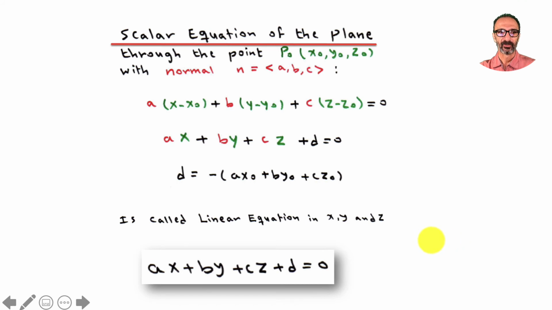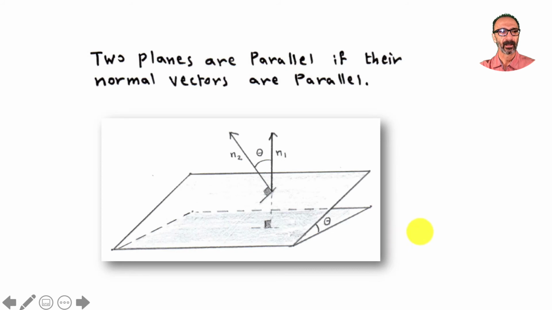So for the plane, we have two forms, the vector form and the linear form, which is right here. It's interesting to look at because it's linear in x, linear in y, linear in z in three dimensions. That's going to be a plane. So it's not going to be a curve or a surface that curves up and down. Two planes are parallel if their normal vectors are parallel.